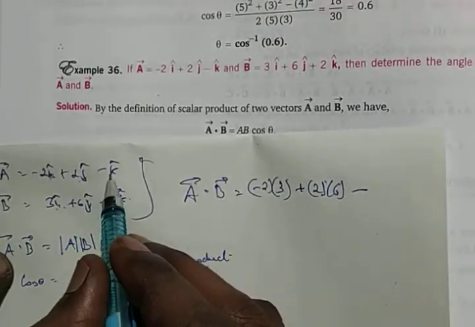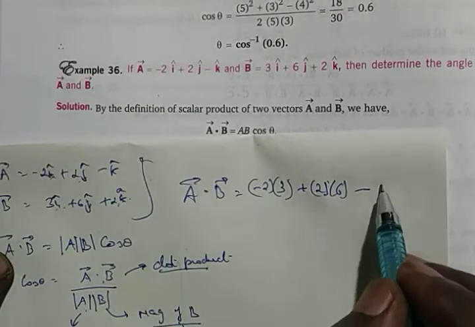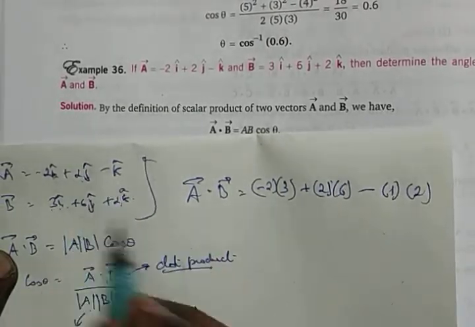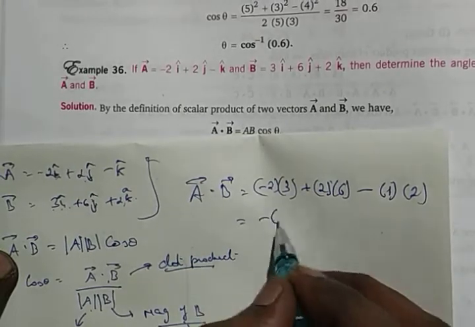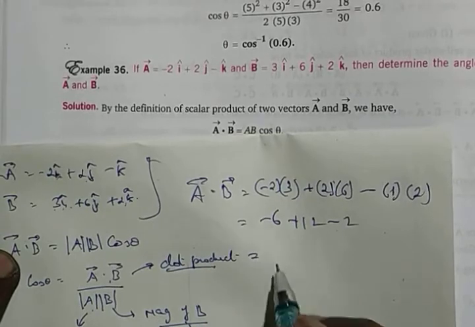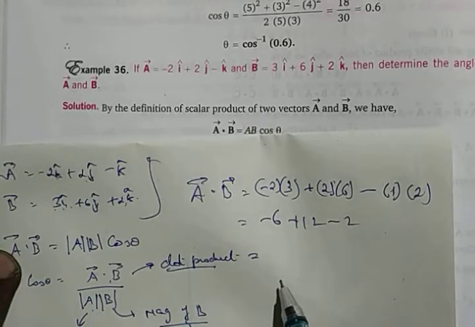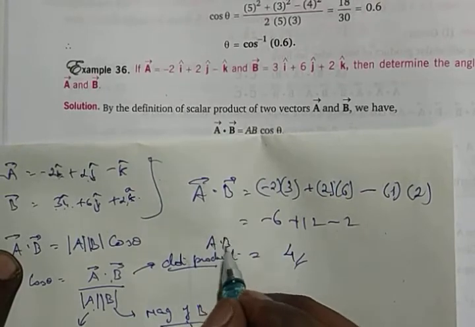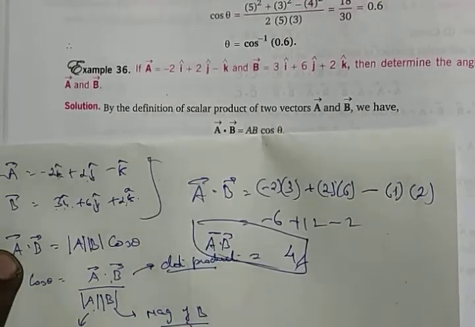Then k and k only you can multiply, 1 and 2. K and i and k and j will get 0. So you get here minus 6 plus 12 minus 2. So what's the answer here? That's going to be equal to 4. A dot B is going to be equal to 4.